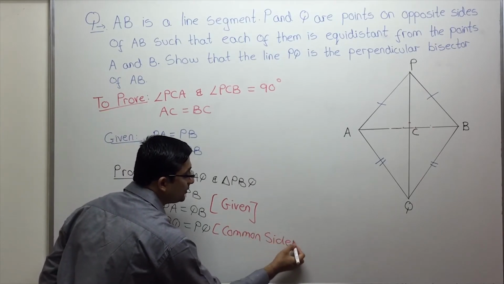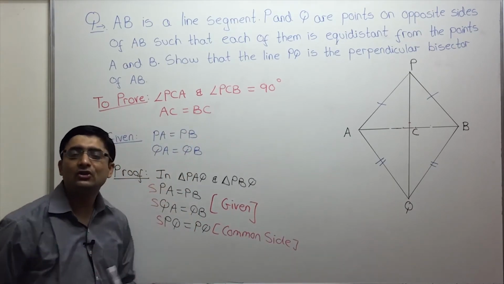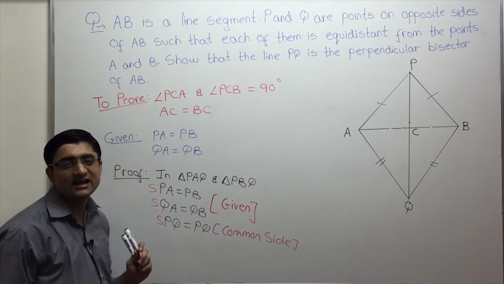So what have we just shown? In two triangles, all the three corresponding sides are equal. So whenever all three corresponding sides are equal, the two triangles are congruent. Which criteria? SSS, side criteria.